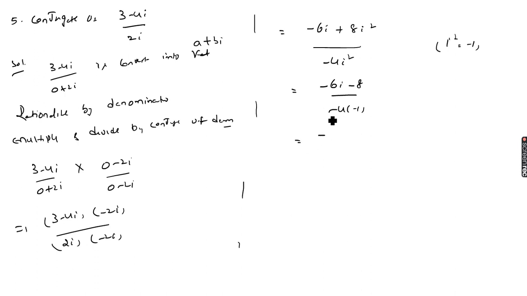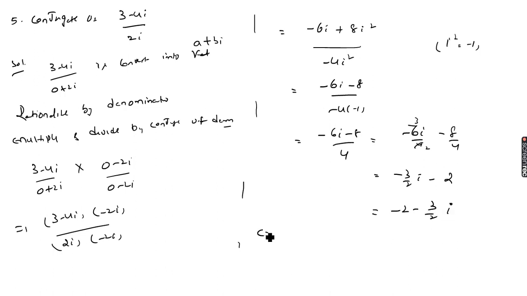If you take minus as common, that is minus 6i minus 8 by 4, that is nothing but minus 6i by 4 minus 8 by 4. 2 twos, 3 twos, that is nothing but minus 3 by 2 i and minus 2. So we get minus 2 minus 3 by 2 i. Take the conjugate of minus 2 minus 3 by 2 i. So where we have a minus, we get a plus.